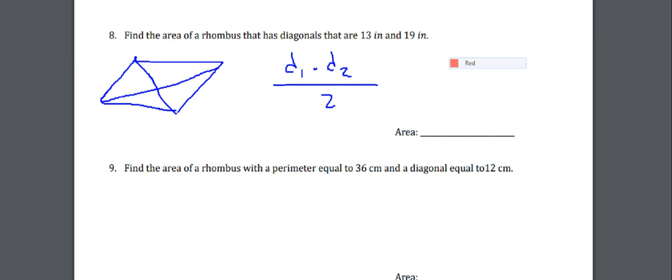Number 8, we just got to go, it says a rhombus. A rhombus looks something like this, where all the sides are the same. So it's a type of parallelogram. And it says one of the diagonals is 13, and the other one is 19.